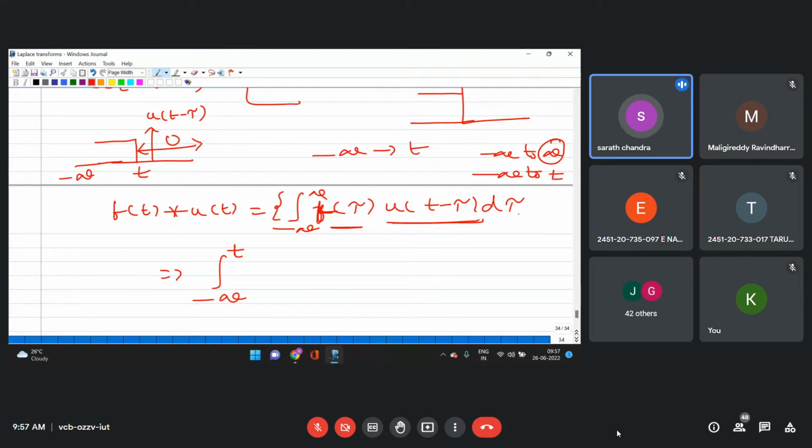So there is no need to integrate it from minus infinity to plus infinity. I should integrate it only from minus infinity to t. Clear? So now understand this point. I'll have f of tau, u of t minus tau d tau. Clear? Now what is the value of this from minus infinity to t?